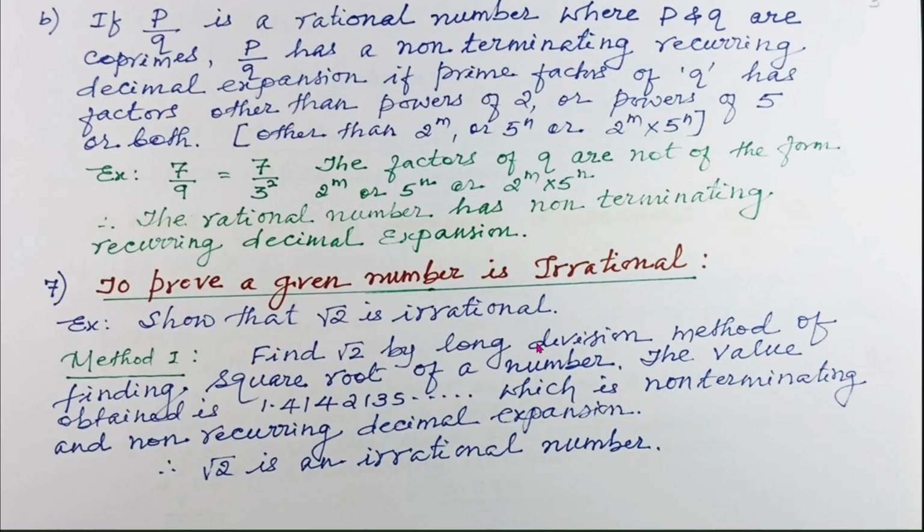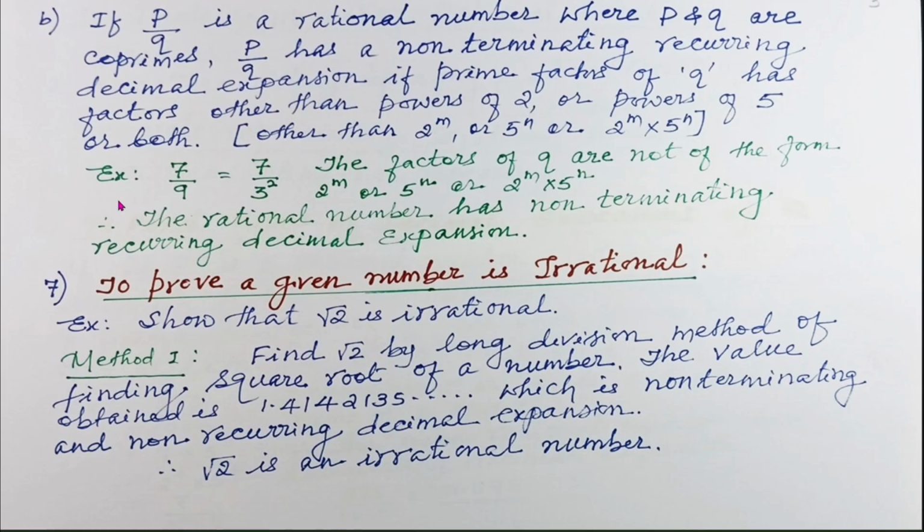Now, if p by q is a rational number, where p and q are co-primes, and p by q has a non-terminating recurring decimal expansion, then the prime factors of q are not powers of 2 or powers of 5 or a product of powers of 2 and powers of 5.